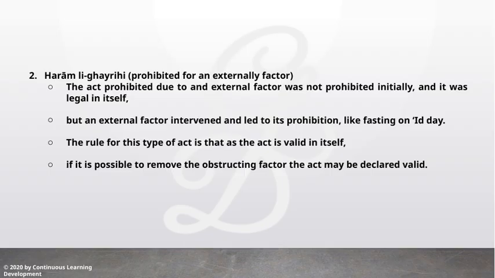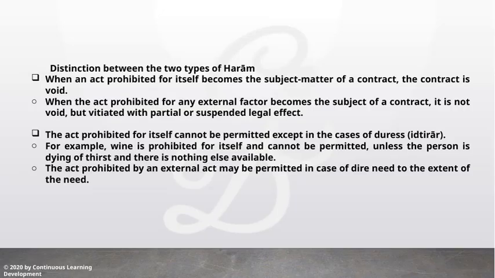This concept highlights the flexibility and context awareness in Islamic rulings, reminding us that external factors play a crucial role in determining what is permissible or prohibited. Let's explore the distinction between the two types of haram. First, when an act that is prohibited for itself becomes the subject of a contract, the contract is considered void.